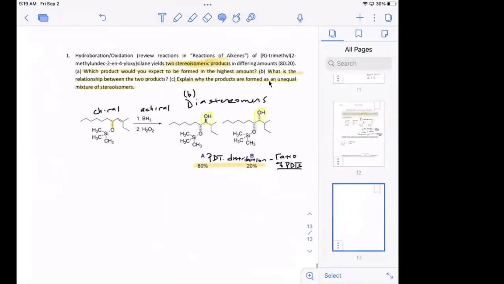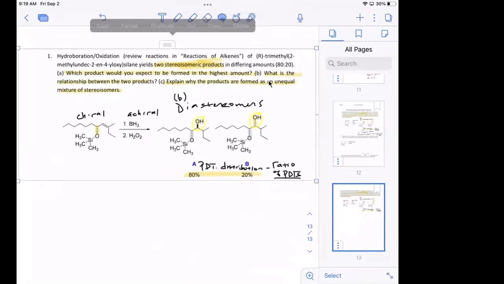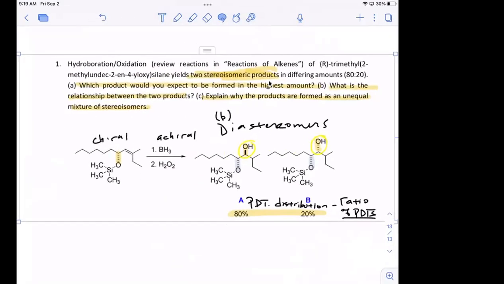All right. How many of you remember this reaction from organic 1? Hydroboration oxidation. Anybody remember that from part 1? Especially if you got an A or a B, or even if you got a C. This is a reaction that you should remember. Anybody?